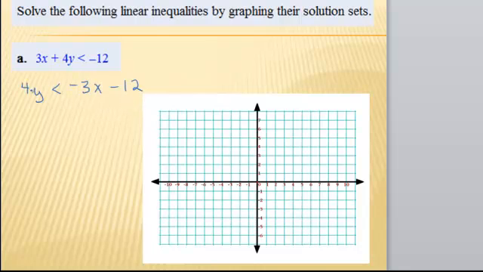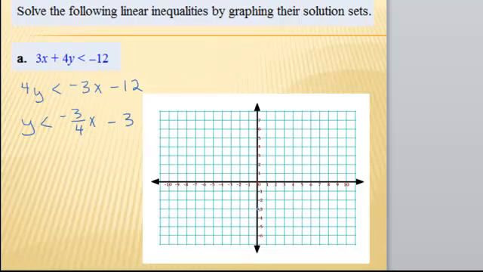Now what we want to do is get rid of the 4, so we're going to divide everything by 4. y is less than negative 3/4 x minus 3. So now we have it in slope-intercept form. Go ahead and graph this as though it were the equation y equals all of this stuff.